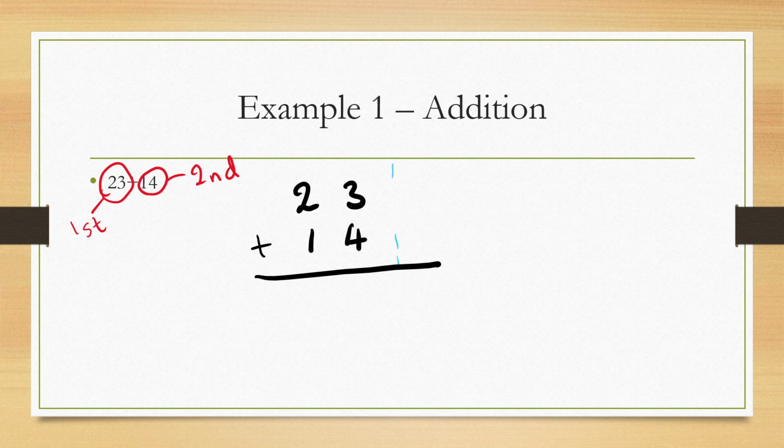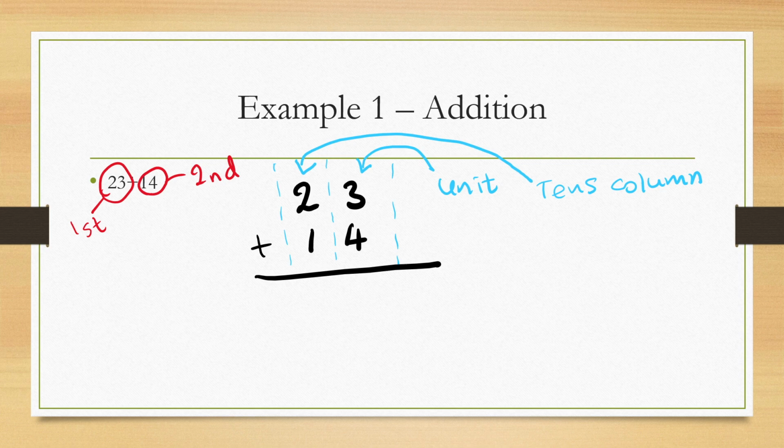So if we draw these columns here, as you can see on the right hand side, this is the units column. On the left hand side, it's the tens column. The units must be on top in the units column and tens must be on the tens column. So this is where most people get it wrong.